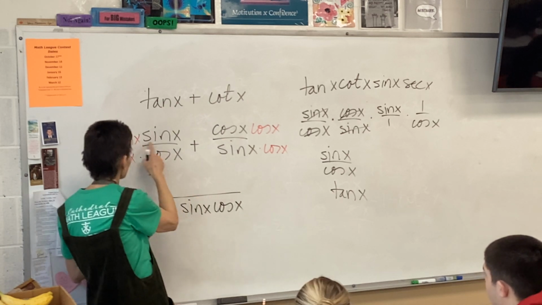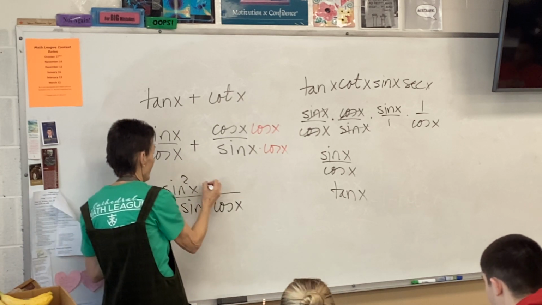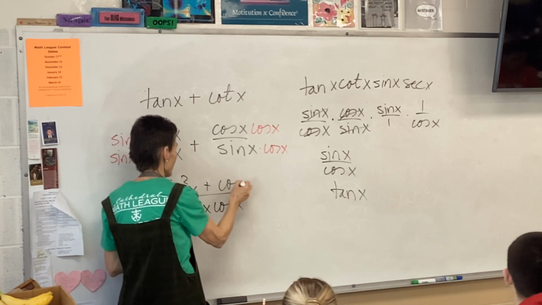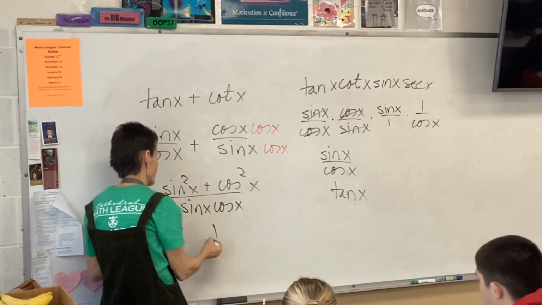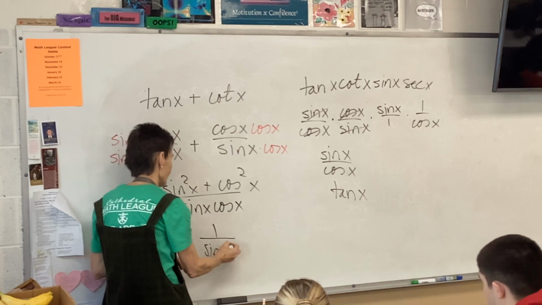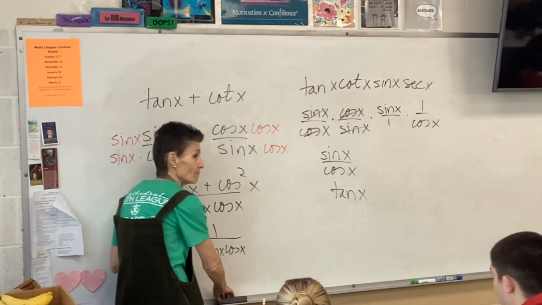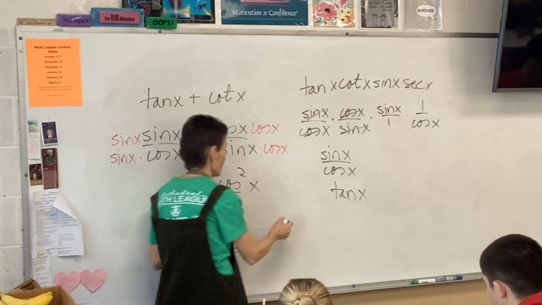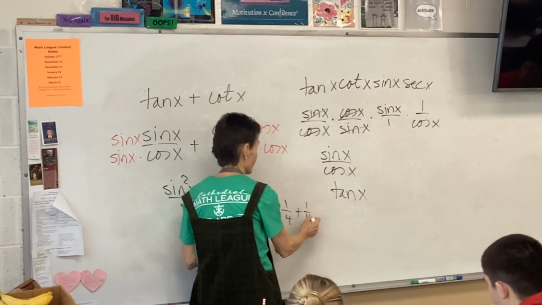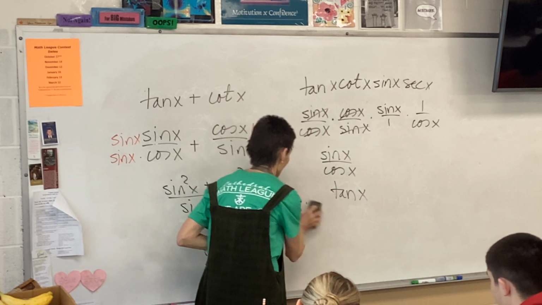So what have I got? I've got sine squared plus, yippee! What do I have on my numerator? 1. Are we able to get rid of the bottom because they're the same? No, not when you add. Remember, 1/4 plus 1/4 is 2/4. You gotta keep the bottom. No, bottom stays.